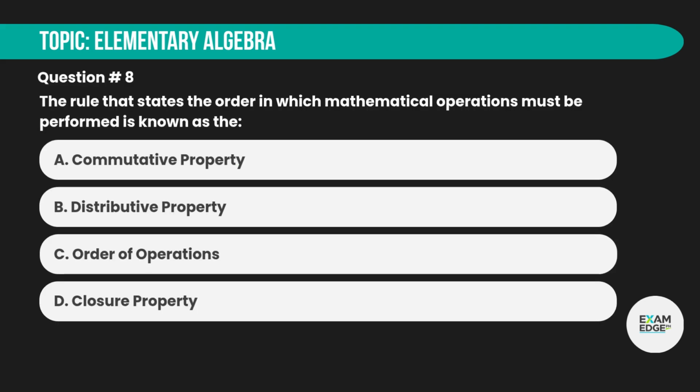Question number 8. The rule that states the order in which mathematical operations must be performed is known as the a. Commutative property, b. Distributive property, c. Order of operations, d. Closure property. Correct answer. C. Order of operations.